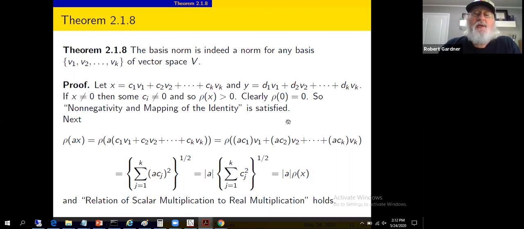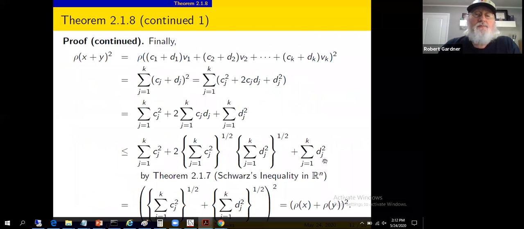Part three, triangle inequality. That's why we needed the two vectors, the x's and the y's. All right, so let's take rho of x plus y. Everything's got to go back to the basis. So we'll write x in terms of the basis vectors, y in terms of the basis vectors. Combining those, we'll have first coefficient in the representation of x plus first coefficient in the representation of y times v sub 1, and so forth. So I skipped a step of arithmetic there.